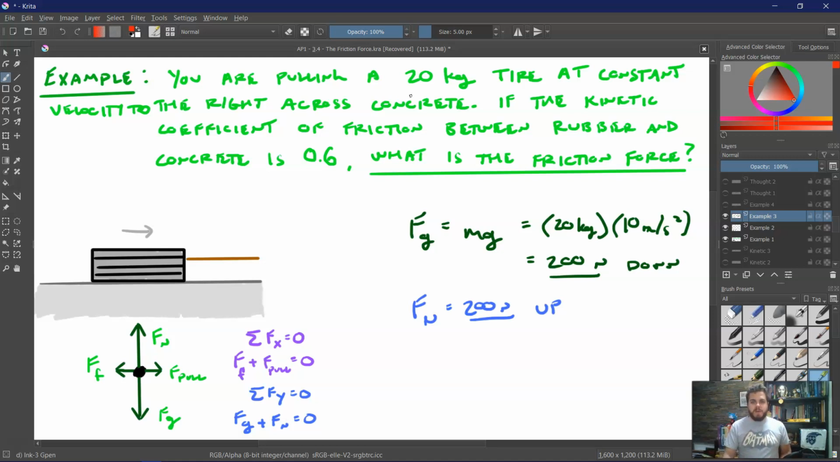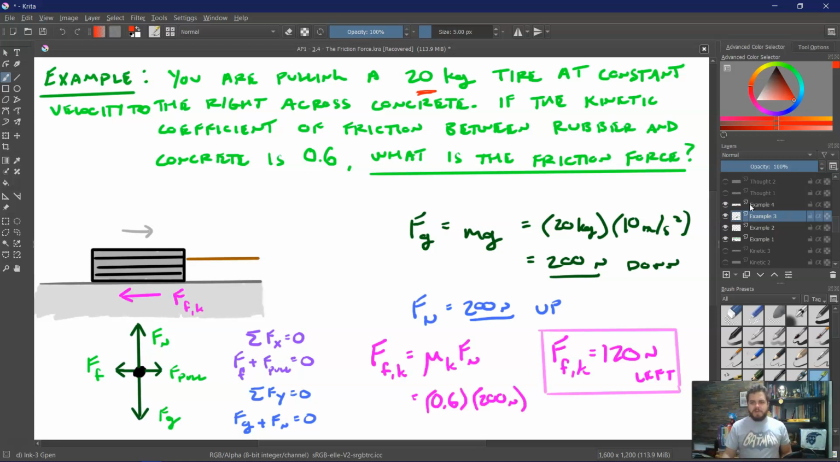So we have the mass is 20 kilograms times the acceleration due to gravity, which is 10 meters per second squared. So the gravitational force is 200 newtons down. And because this has to be balanced with the normal force, that tells us that the normal force has to be 200 newtons up. Well, now that I have that, I can calculate the friction force.